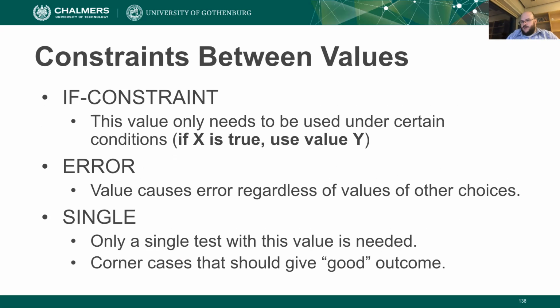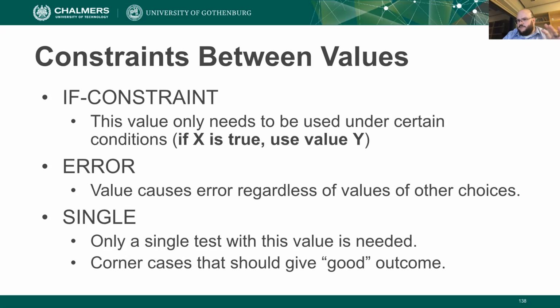So when we have a particular choice of representative value that, regardless of what you combine it with, is going to cause an erroneous output for this function, something other than the normal happy execution path, well, then we don't need to try every combination of values for other parameters with that particular value. We just want one test case with that value to show that we get the error that we expect, that our error handling code works as we would expect, and we filter out every other combination because those are redundant. Then we have single.